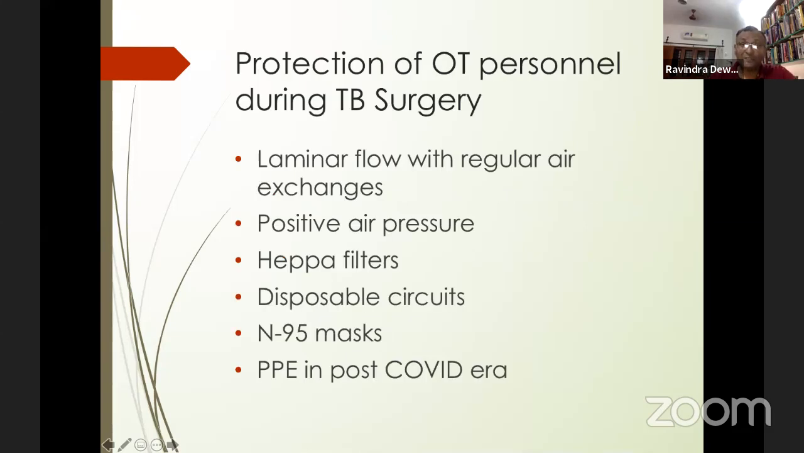Very important area, protection of OT personnel during TB surgery. These are the things, because TB surgery will be done in various parts of the world with various different levels of sophistication of healthcare. There can be big corporate hospitals or peripheral TB hospitals. They should have at least laminar flow with regular air exchanges, positive air pressure, HEPA filters, disposable circuits, and N95 mask.